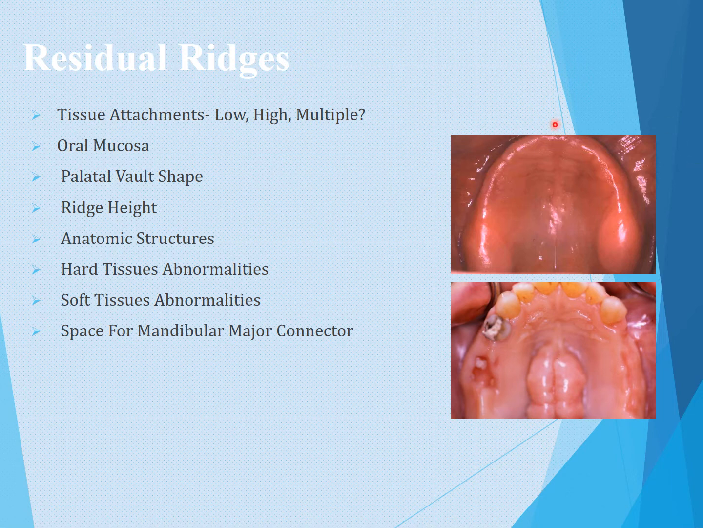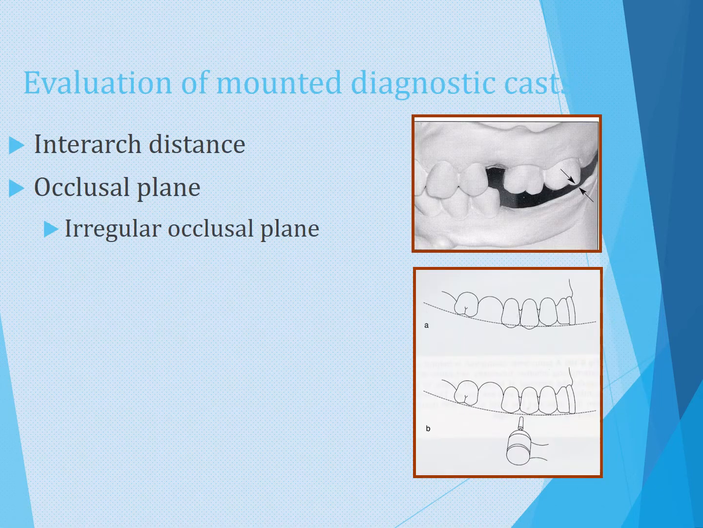Oral mucosal condition, palatal wall shape, ridge height. Okay, anatomical structure, the frenals, the tongue, the mucosa, how is it, hard tissue abnormality, soft tissue abnormality. So if teeth are present, any abnormality, then is the space for the mandibular major connector even there to design it? If there's a torus, what are we supposed to do? So those things have to be evaluated too.